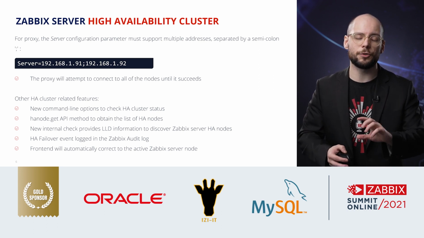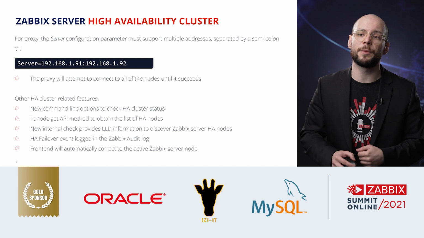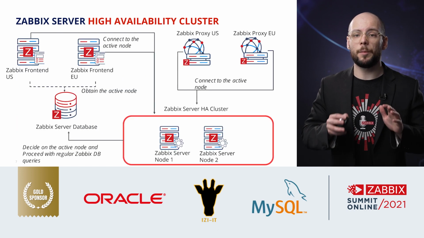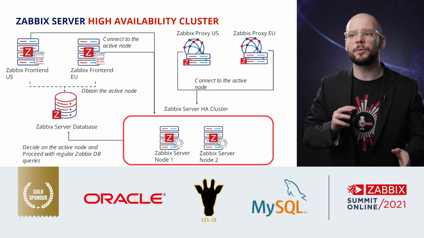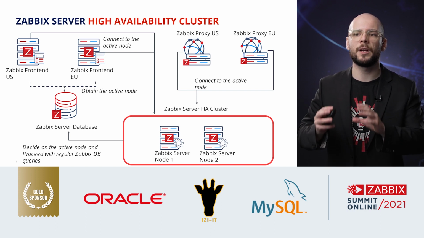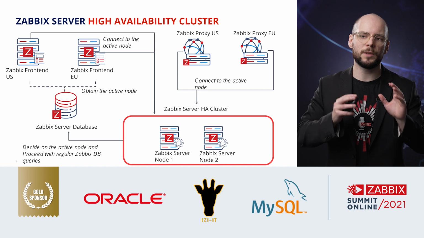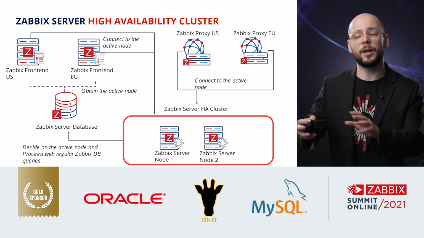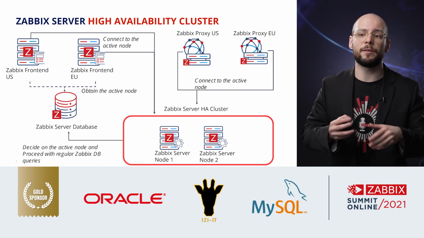So it will know which node it should communicate with. It will grab this information from the database. Here we have a schema, quite a complex one. We have a couple of proxies on the right side, top right. We have a couple of front ends, top left. At the bottom right, we have our server cluster. In the middle of it, we have our Zabbix server database.